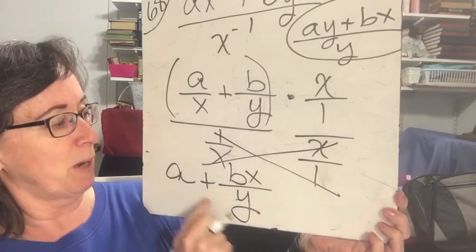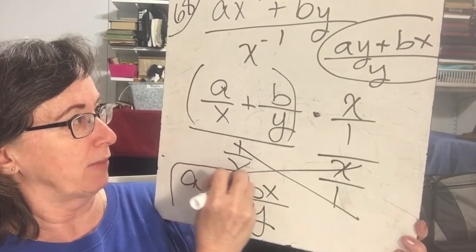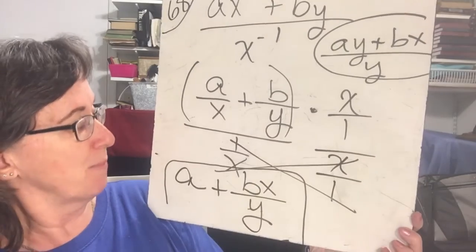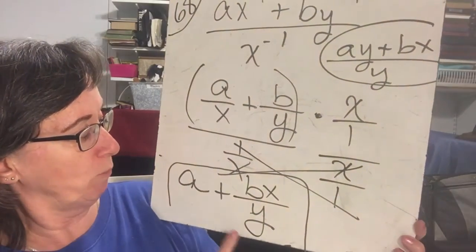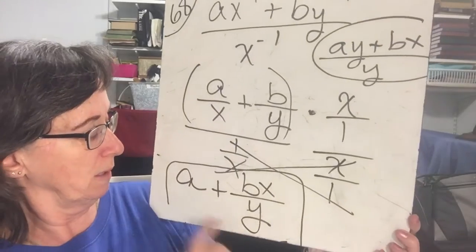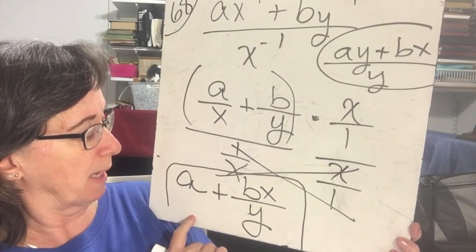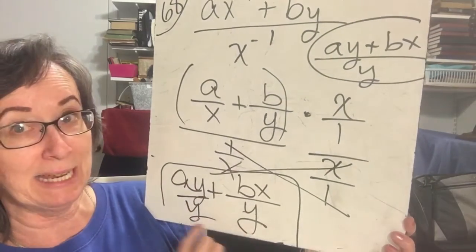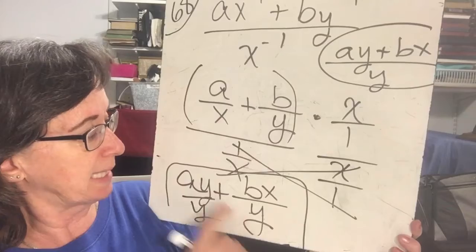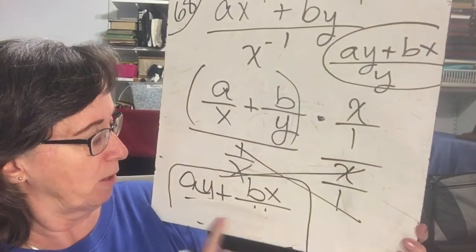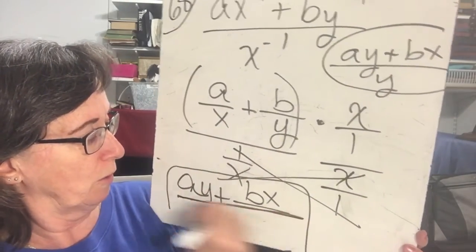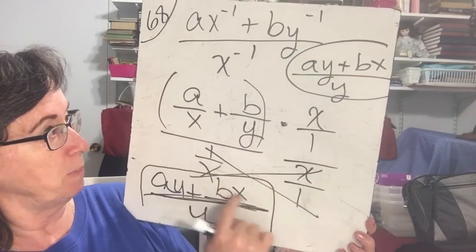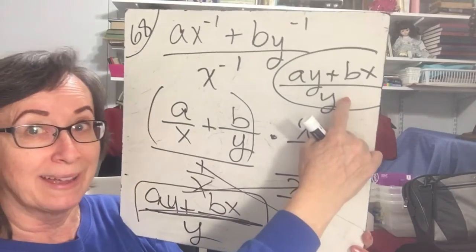Okay, now the problem is this is not all put together in one term, right? But what if we wanted to make this one term? Then we would need to make this a y on the bottom, which means we're going to multiply by a y over y. And now we have the same y, which means I can add these together and put them all over 1y, and guess what I get? ay plus bx over y.